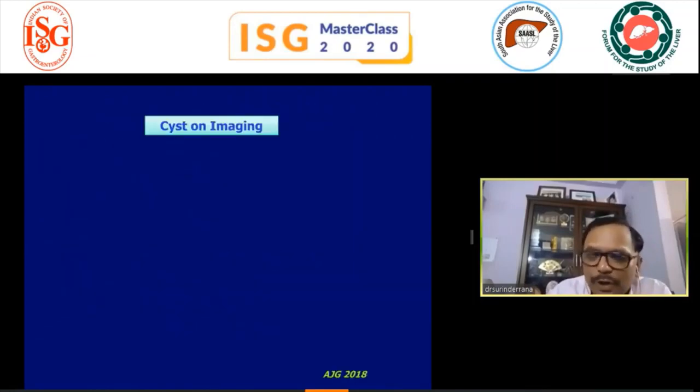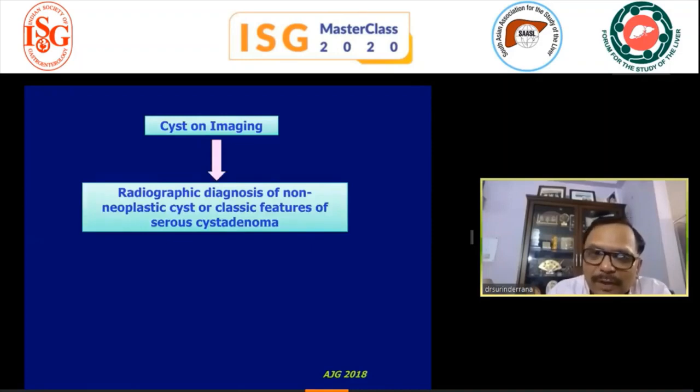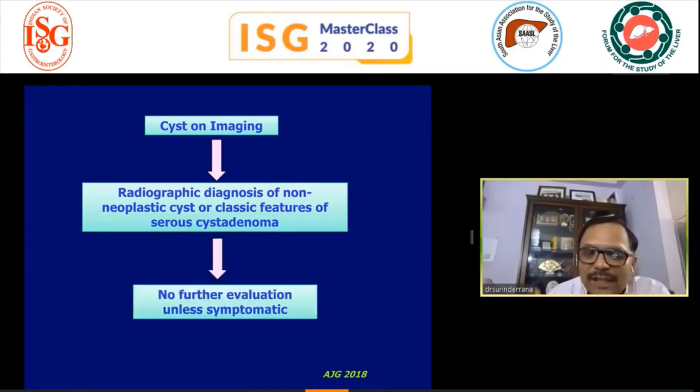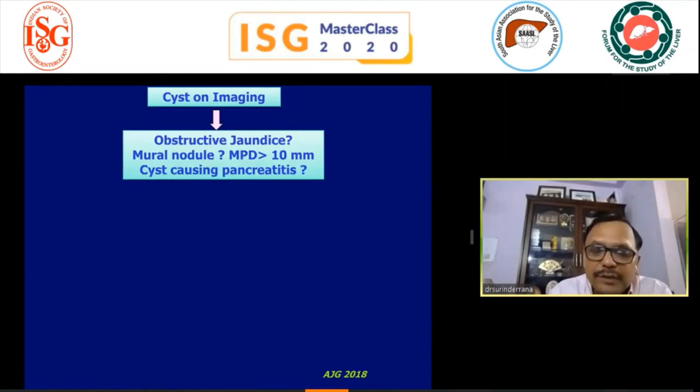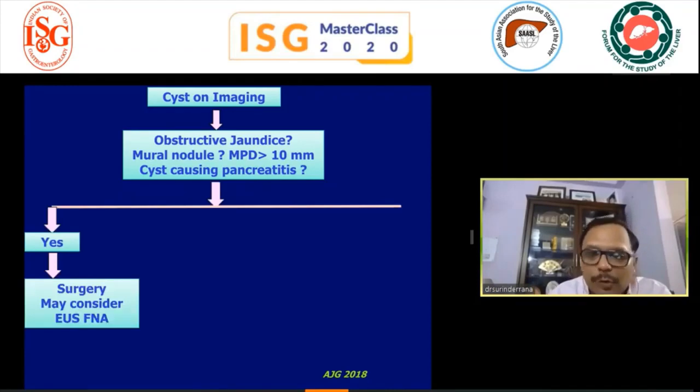So the treatment algorithm we follow is that if you look at a cyst on imaging, if the radiographic features on MR are classical of a non-neoplastic cyst or serous cystadenoma, no further evaluation is needed unless the patient is symptomatic, or if the patient is unfit for surgery. On the other hand, if these features are not present, then you look for obstructive jaundice, you look for mural nodule, you look for duct more than 10 millimeter, and whether the cyst is causing pancreatitis. Then this patient requires surgery. Some surgeons may like to do an FNA, but I think there is no point doing an FNA. Surgery in a fit candidate is the right approach in this group of patients.